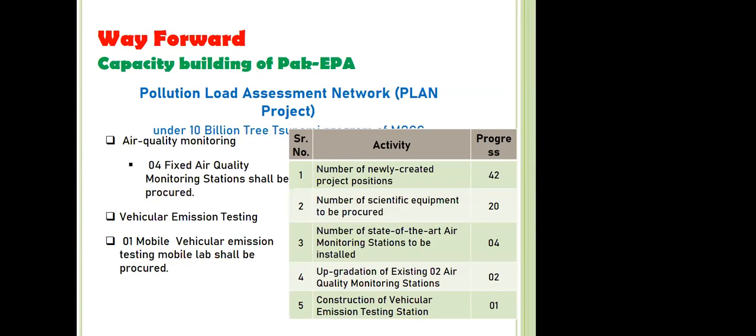Okay, I will talk about our new project and the way forward, capacity building of Pak-EPA. We have very limited capacity, limited staff, but next, under the Billion Tree Tsunami, we are going to install four new air quality stations in Islamabad in different areas, and one vehicular emission testing setup, which is under construction. We will also upgrade two existing air quality monitoring stations, because we got these from JICA and they are a little bit old. Their maintenance is a very big problem for us because the technology is changing day by day. Through the project, we are going to install new air quality stations at the different entrances of Islamabad. Then we will report data.